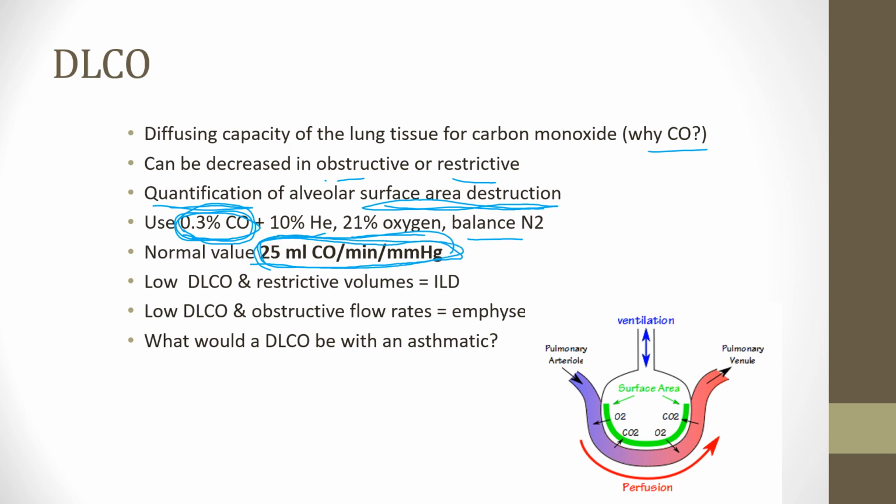A normal value is 25 mLs of carbon monoxide per minute per millimeter of mercury. Why do I do that? Because this was also a board exam question. Right? This is something they'll ask you about. What's a normal value? And then, hey, there you go. And sometimes they might even just be like, what's the units for this?